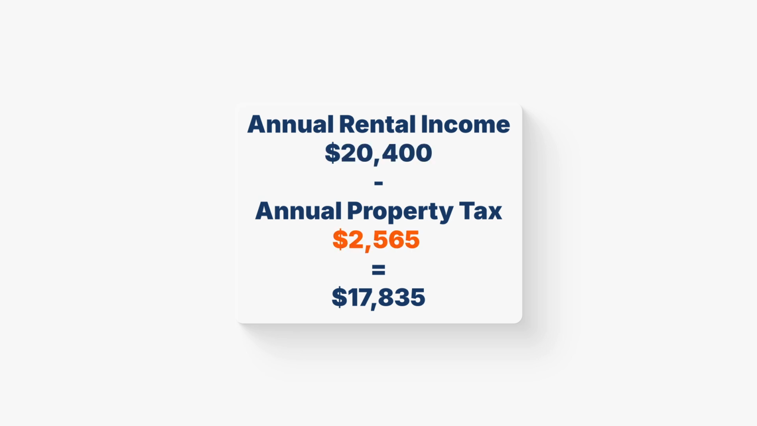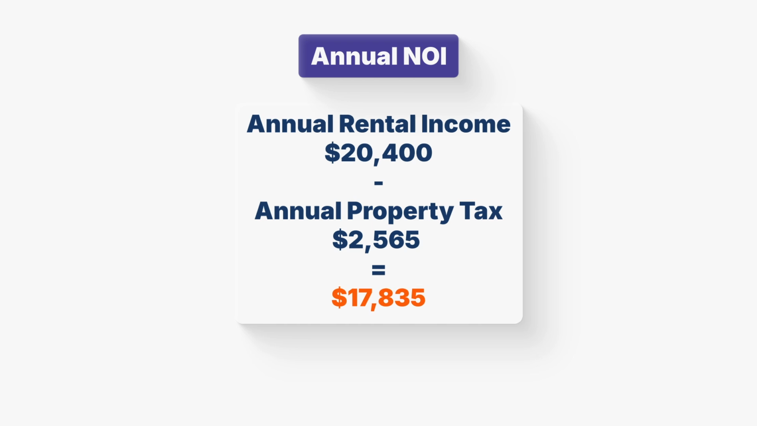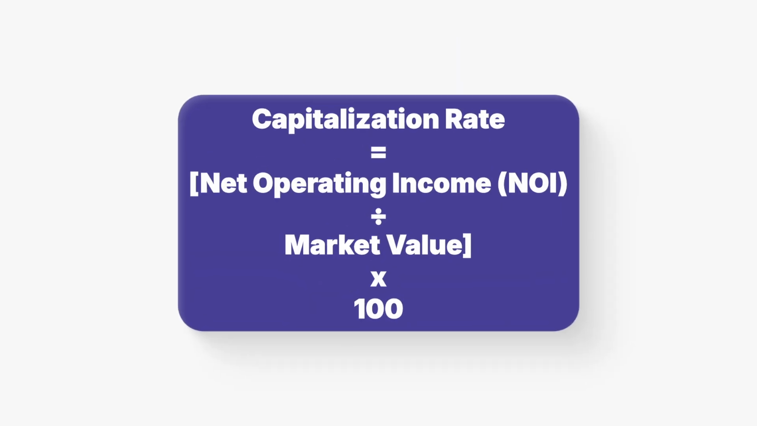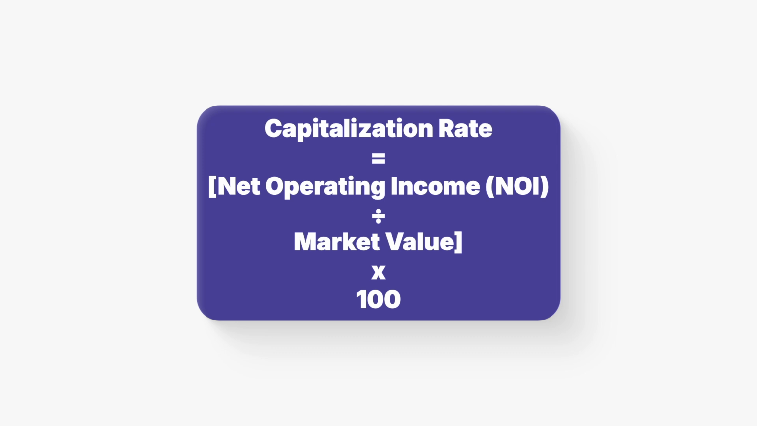$20,400 minus $2,565 equals $17,835. So, the annual NOI is $17,835. Finally, to calculate the capitalization rate, we divide the annual NOI by the market value of the property.